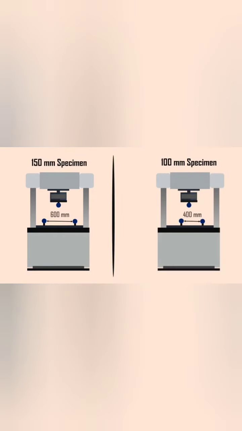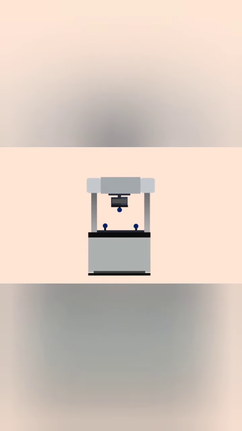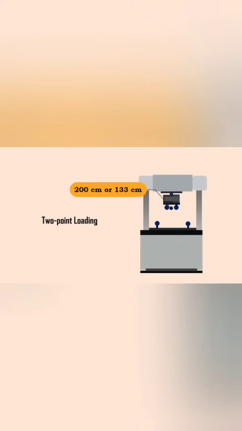The bed of the testing machine is provided with two steel rollers of 38 mm in diameter. The rollers are mounted at a distance from center to center of 600 mm for 150 mm specimens and 400 mm for 100 mm specimens. The load is applied through a similar roller mounted at the top. In case of two-point loading, the rollers are spaced at 200 cm or 133 cm center to center.